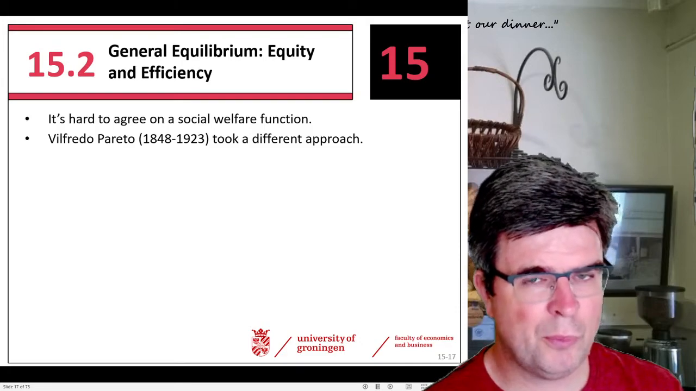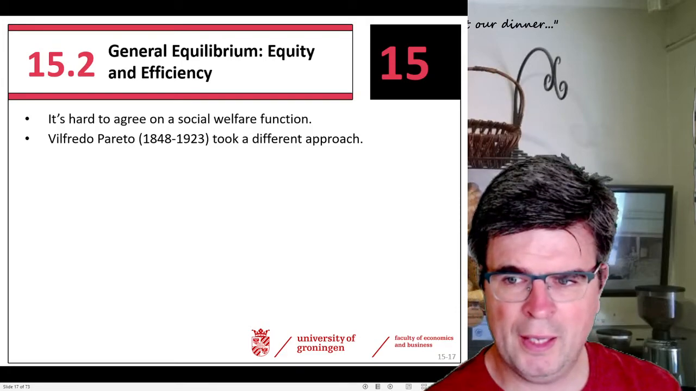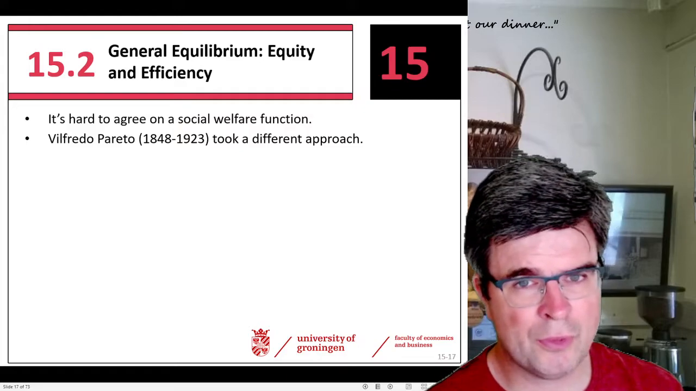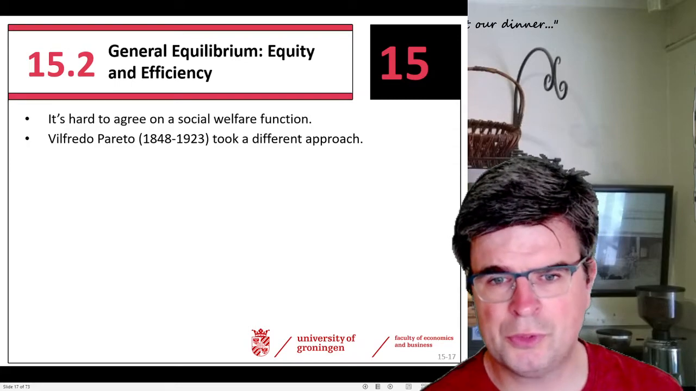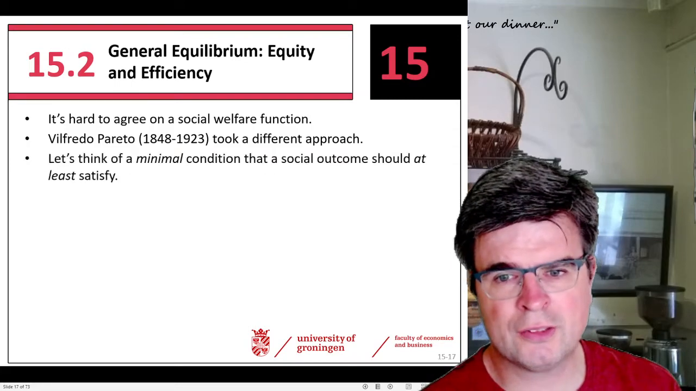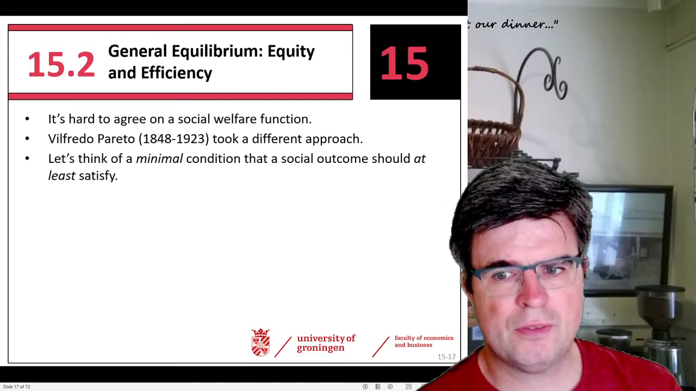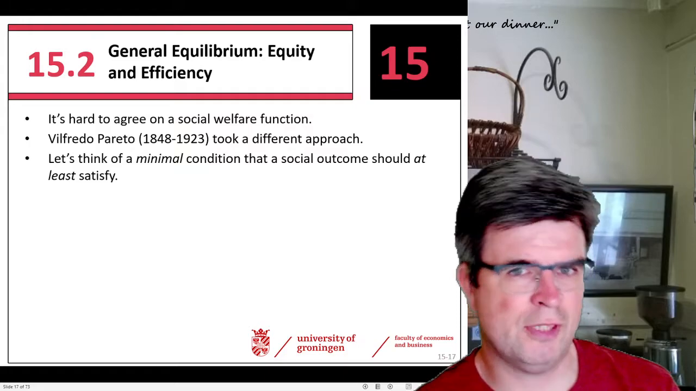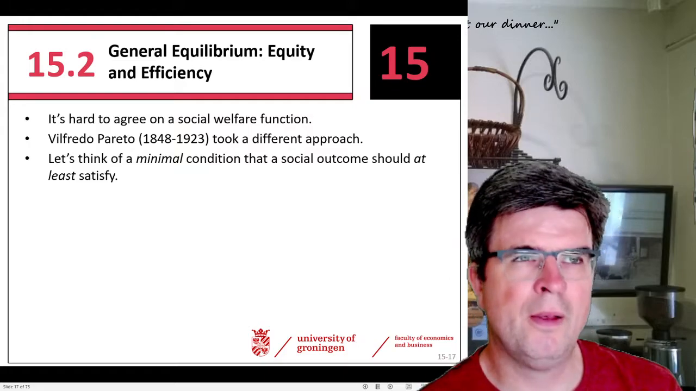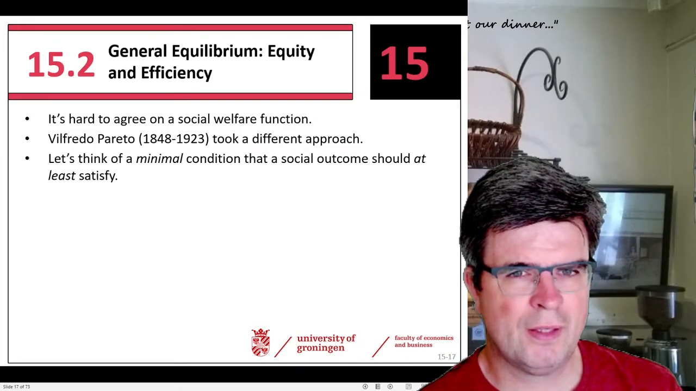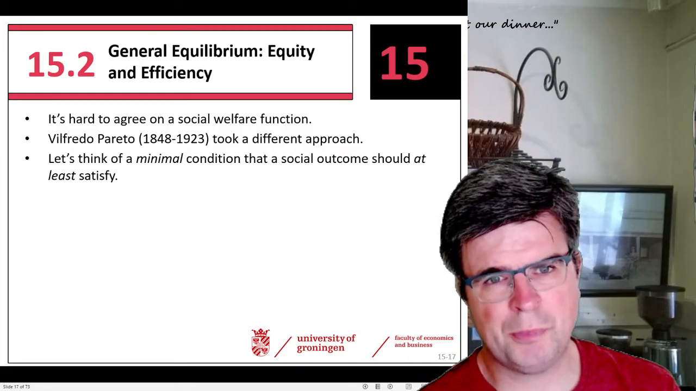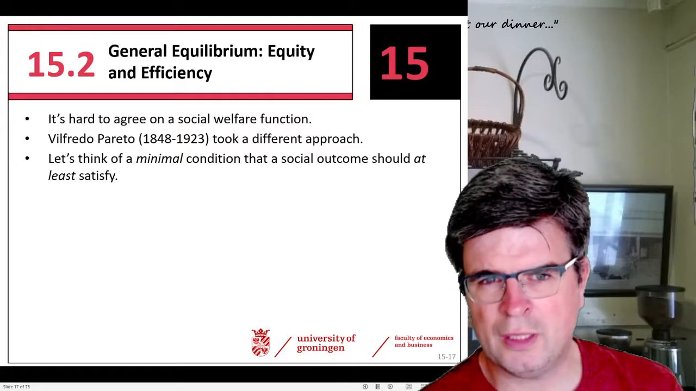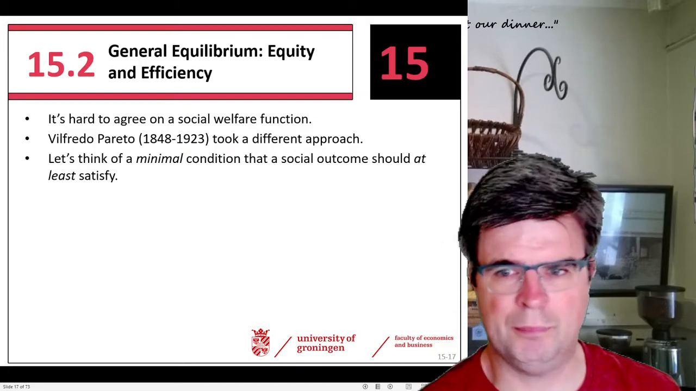Is there a way out? Yes, there is a way out, and Pareto tried to find a way out of this debate. He took a different approach, and the question that he asked is, okay, let's think of the minimal condition that a social outcome should at least satisfy. So he asked the question, can we formulate a condition that is the bare minimum that a social outcome should satisfy? And if that is not satisfied, then certainly it is socially not a good outcome.